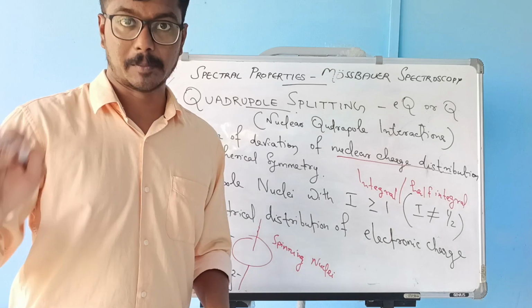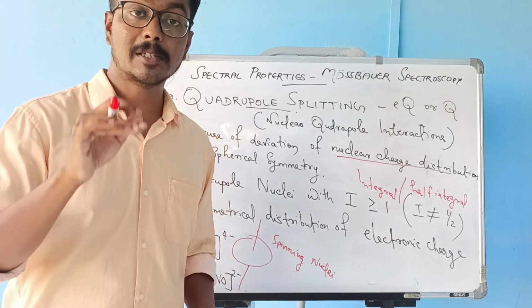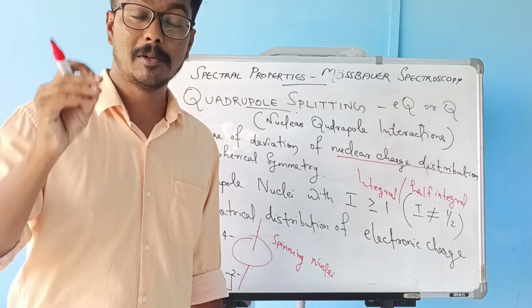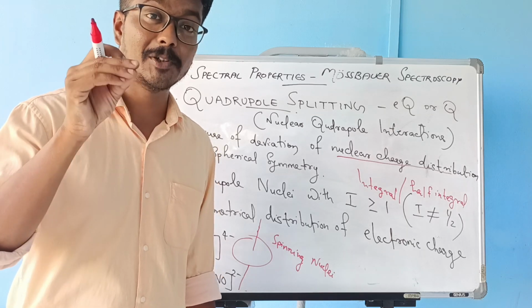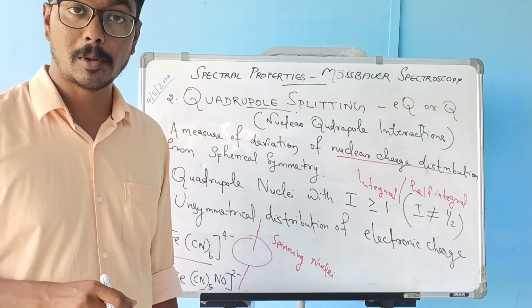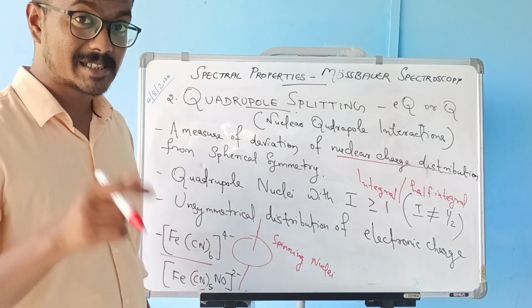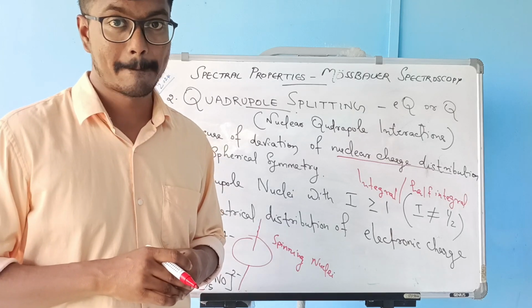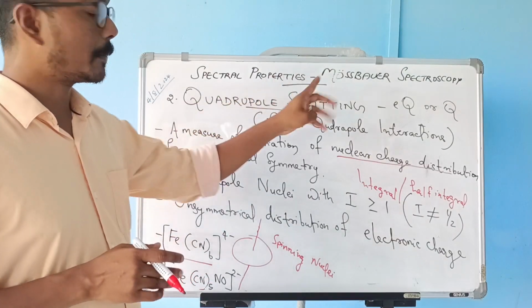The symmetry is disturbed. As a result, unsymmetrical spinning of the nucleus occurs, and an unsymmetrical nuclear charge distribution occurs. This creates a quadrupole moment, and this quadrupole moment splits the nuclear transition between the absorber energy levels. This is the reason for quadrupole splitting.